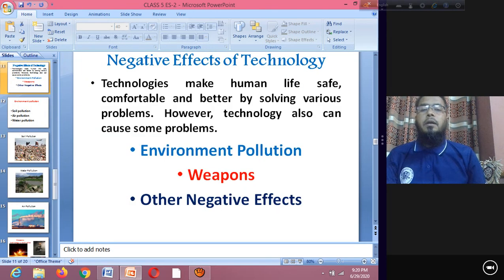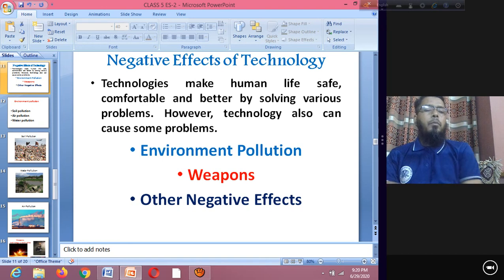Anyway, we will now learn some negative effects of technology. Technologies actually make human life safe, comfortable, and better by solving various problems. However, technology can also cause some problems. So technology is not only making good for us, it also harms. While serving humanity, it also hampers our life.